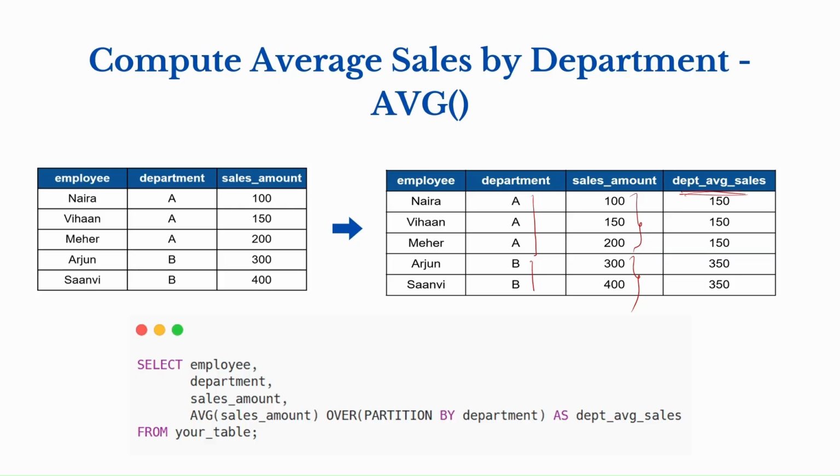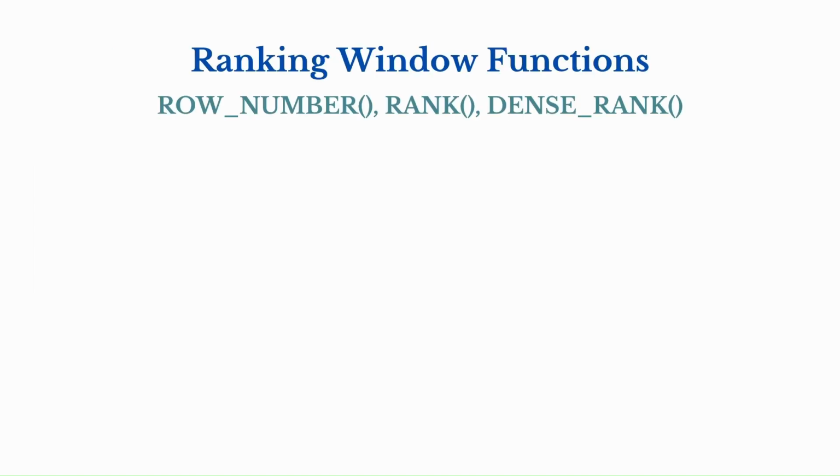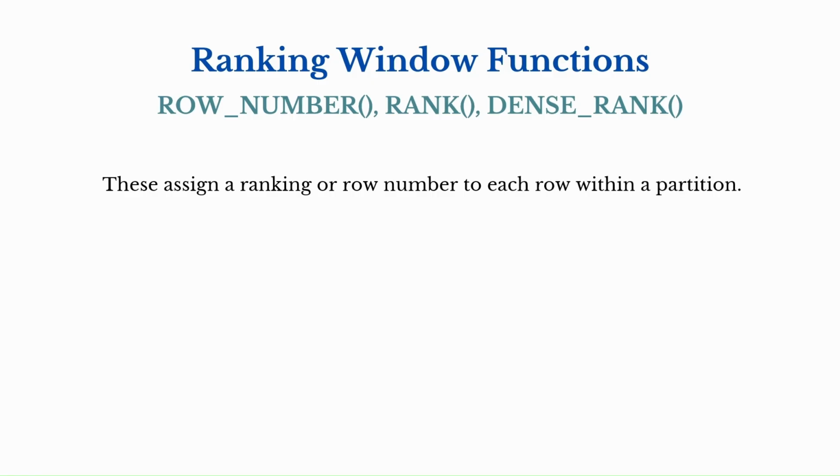Let's now move on to the second type of window functions that we discussed, which are ranking window functions. So as we know, ranking window functions assign a ranking or row number to each row within a partition.